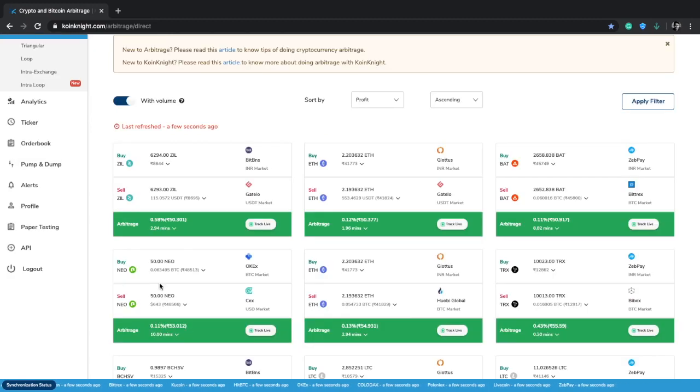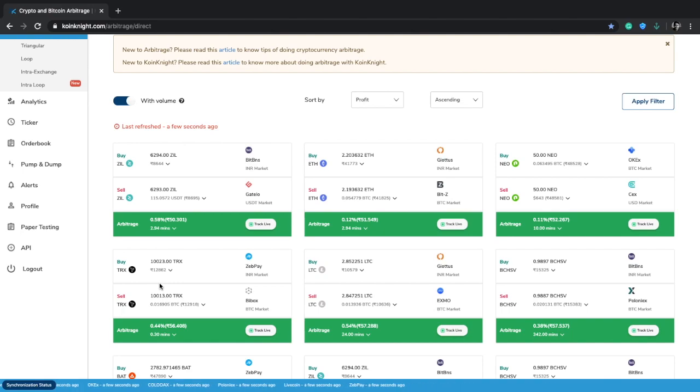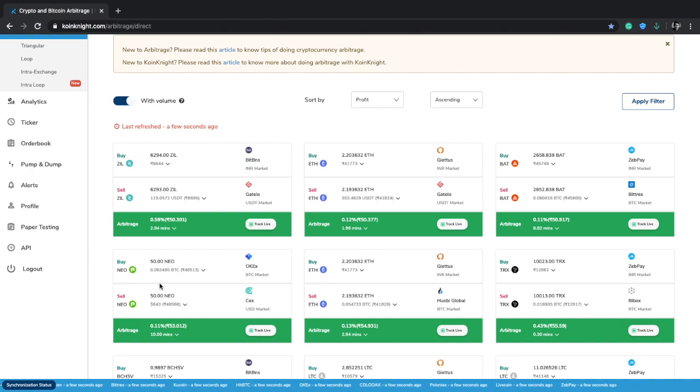Notice here, lots of the arbitrages that were coming earlier are not showing here since they don't have enough volume to make the arbitrages profitable. Having this option will make sure that you only see those arbitrages that have the volume to make profitable arbitrage and shows you the maximum profit you can earn. Again, click on the Track Live option.